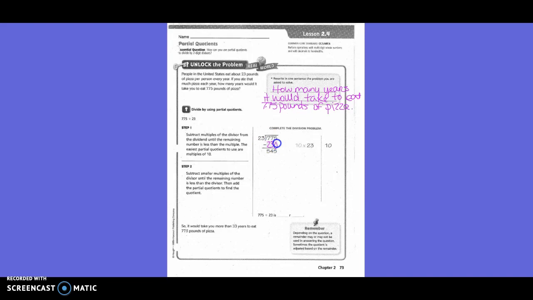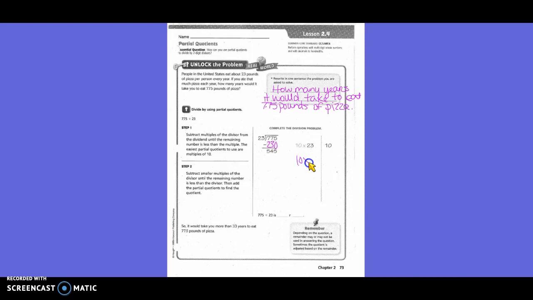230. So then they took, when it says subtract the smaller multiples of the divisor until the remaining number is less than the divisor, then add the partial quotients to find the quotient. Okay? So they took 10 times 23 and got 230, and then they subtracted that out and was left with 545. Could we do that again? Okay? We could do 10 times 23 again, right?